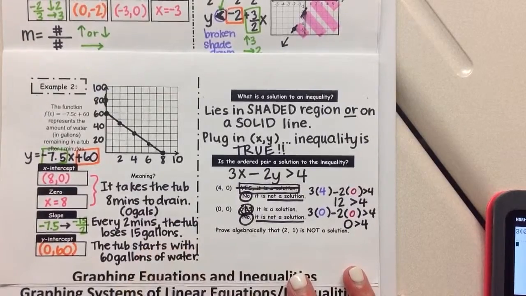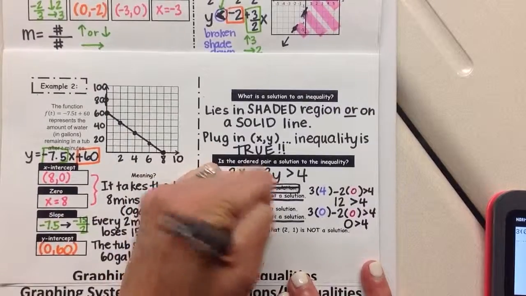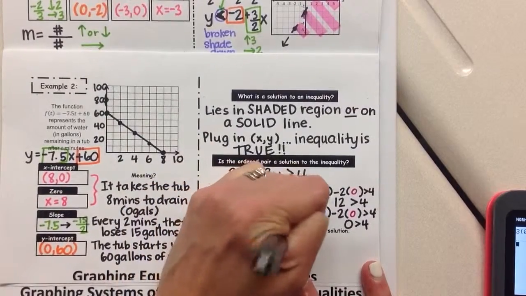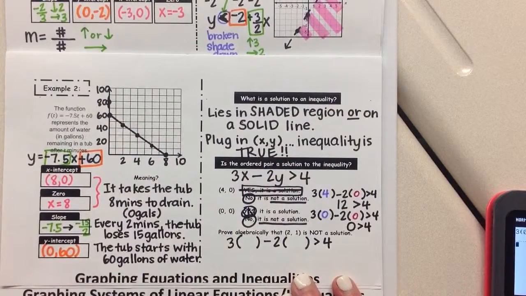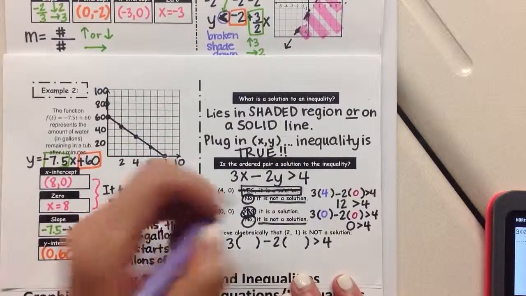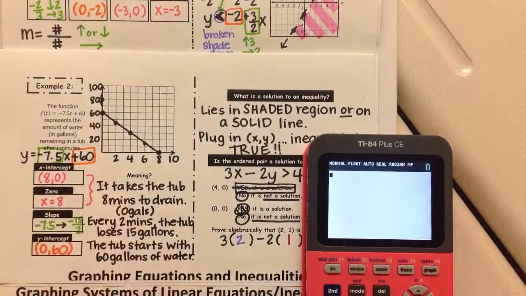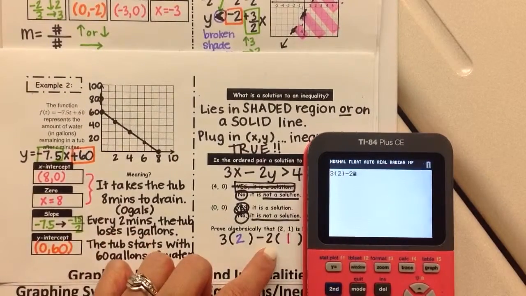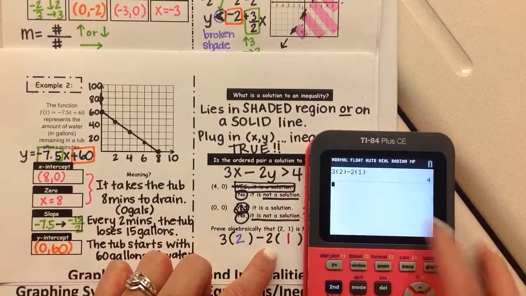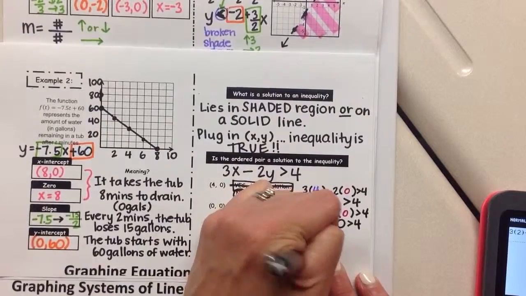So, prove that it is not a solution. If you want to prove algebraically, again, all you have to do is plug in. So we're going to plug in 3 parentheses minus 2 parentheses greater than 4, and I'm going to plug in my x and y values. Let's see if my math skills improve this time. So it's going to be 2, and the y value is 1, and so now we're going to do our math. So I'm going to do 3 times 2 minus 2 times 1, and I want to see what that answer is. 4. Is 4 greater than 4?